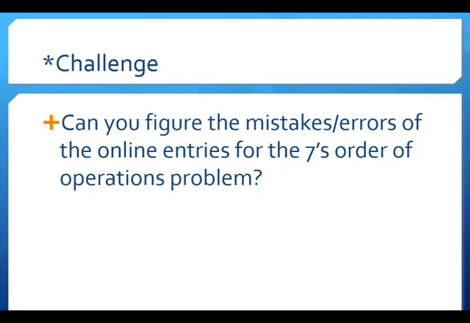I have one last challenge question for you. Can you figure out the mistakes or errors of the online entries for the 7's order of operations problem? In the very beginning, those people from New York and Louisiana and Colorado, can you go back and figure out what they did wrong?